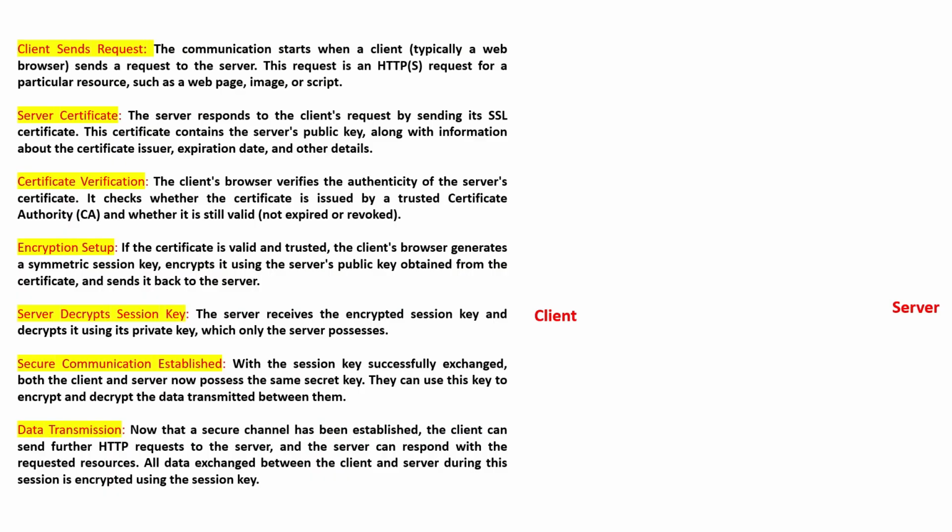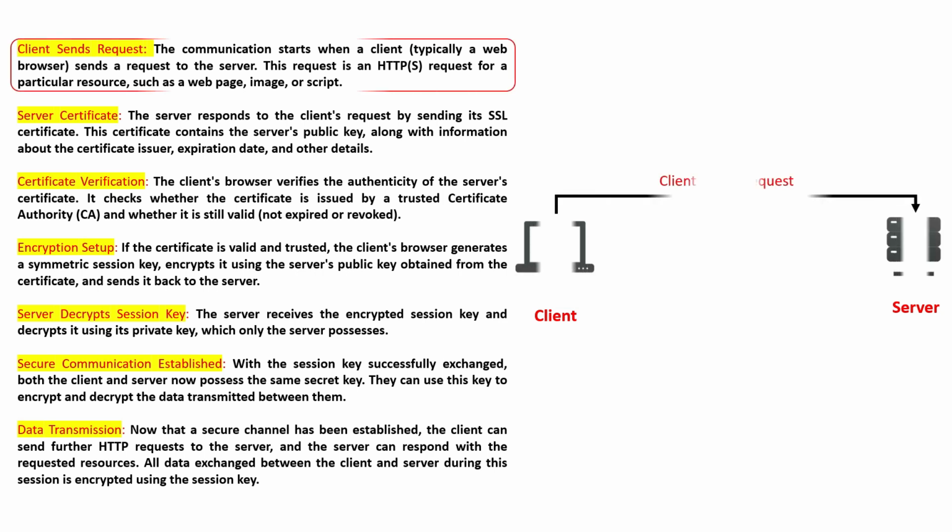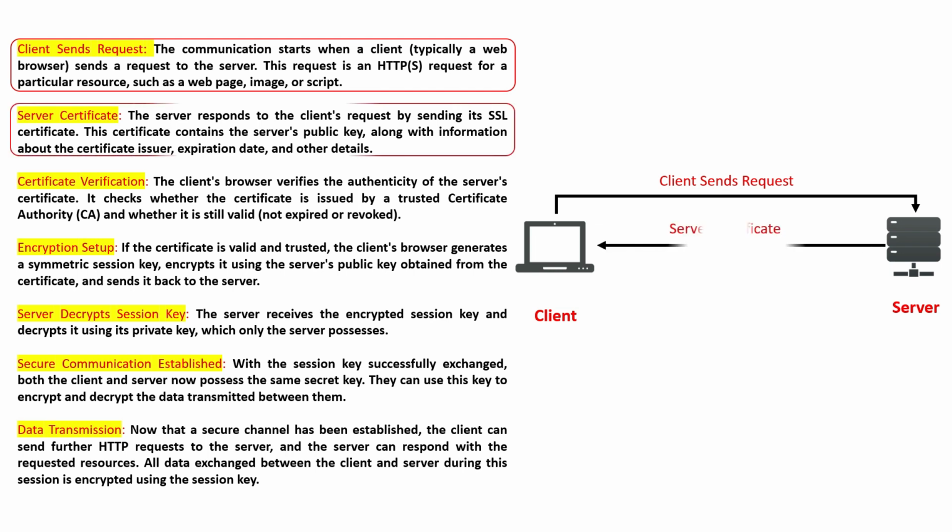So now let us begin with the communication flow: how the communication works when we access an application with the help of a browser, where the application is deployed in the WebLogic server or any other web or application server. First, you have a client and a server, and the communication starts with the client, typically a web browser, sending a request to the server. This request is an HTTPS request for a particular resource such as a web page, image or script. So we are accessing a website. We enter the URL in the browser and that request reaches the server over the public internet, right?